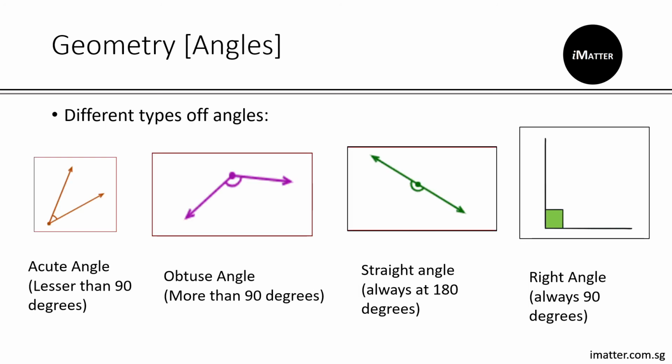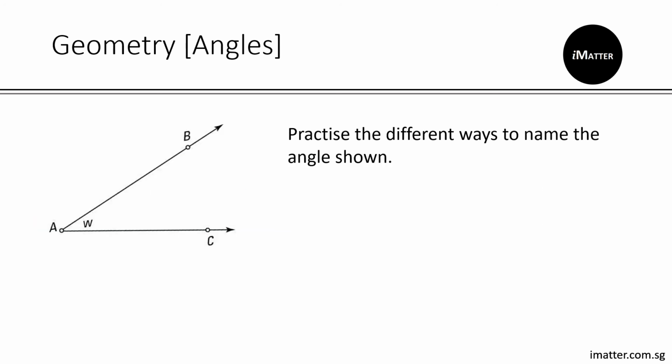Next are the different types of angles. That is the acute angle, obtuse angle, the straight angle, which is always 180 degrees, as well as the right angle, which is always 90 degrees. For angles as well, you have to know the different ways to name them. You have to practice how to name the different angles.